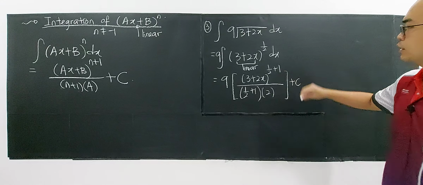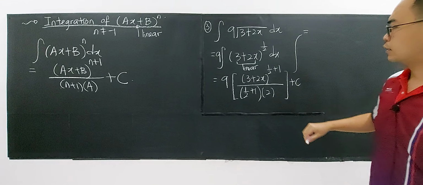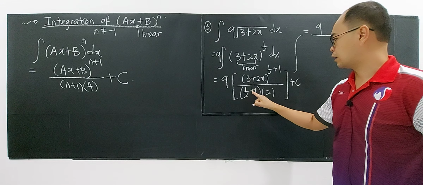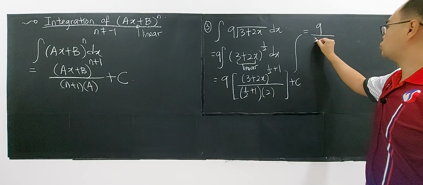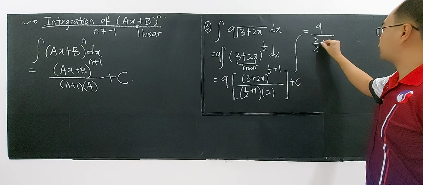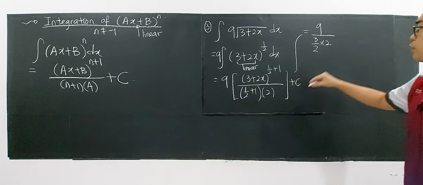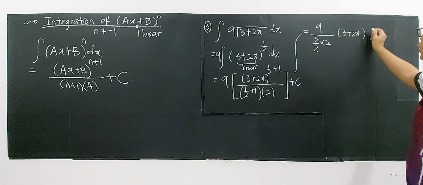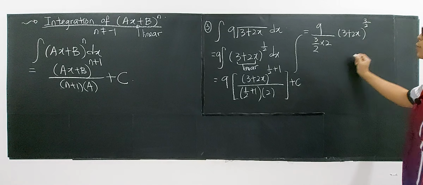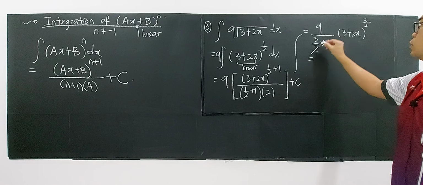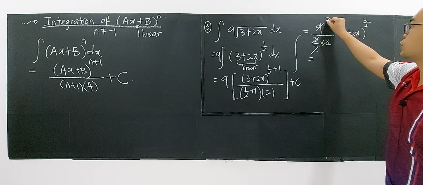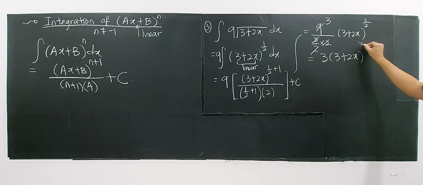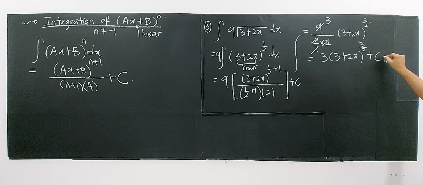Plus c. Then you have applied the formula. So now you just simplify. You have 9 divided by this number, which is 3 over 2, 3 over 2 multiply with 2. And this you have (3 plus 2x) to the power of 3 over 2. So 9 over 3, you have 3, times (3 plus 2x) to the power of 3 over 2 plus c.